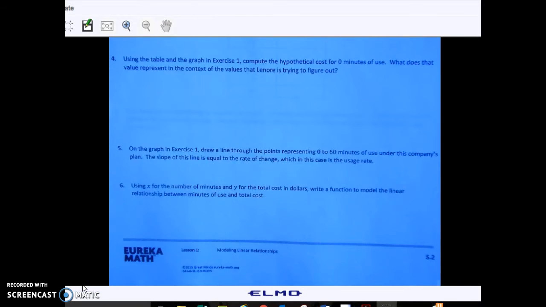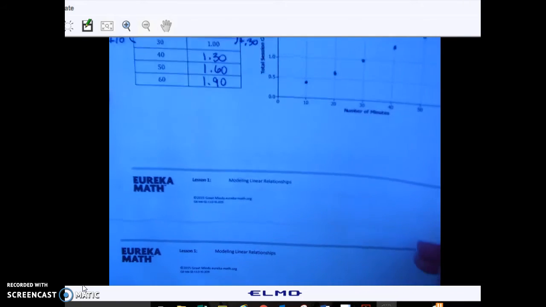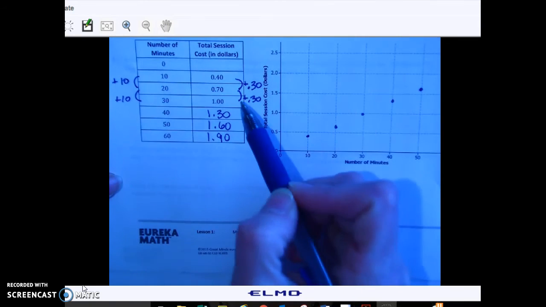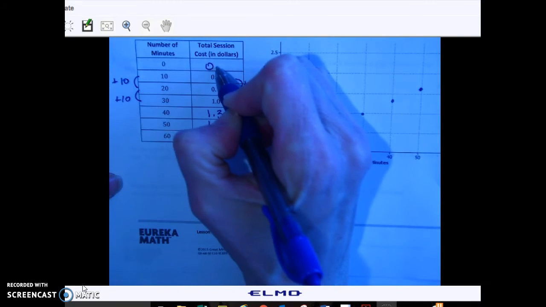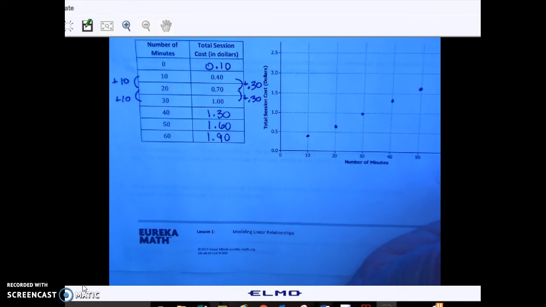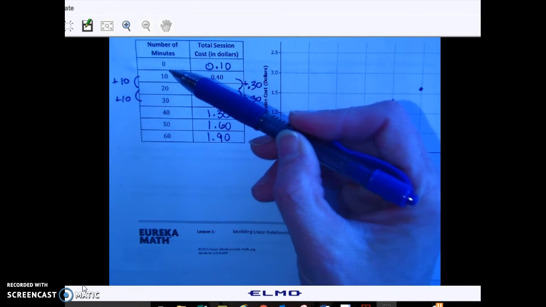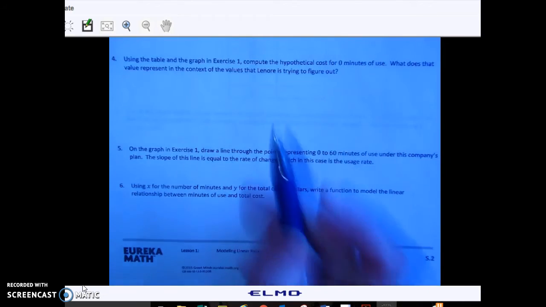For question 4, they want us to go back to the table and calculate the amount at 0 minutes. So we'll just continue this pattern in reverse here. If we go up 10 minutes, we go up 30 cents. So if we go down 10 minutes, we'll go down 30 cents, which is going to create a 10-cent charge at 0 minutes. This is telling us just to connect, no minutes used, we pay 10 cents. So that is our connection fee.